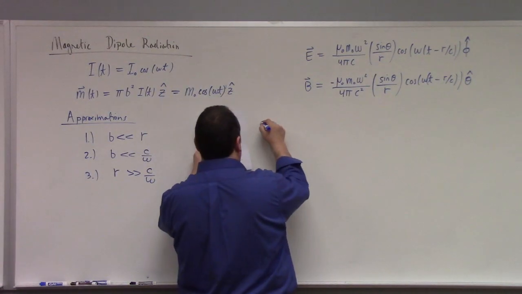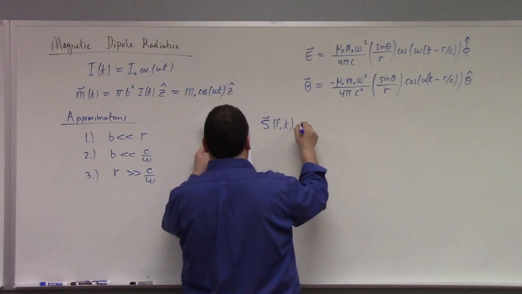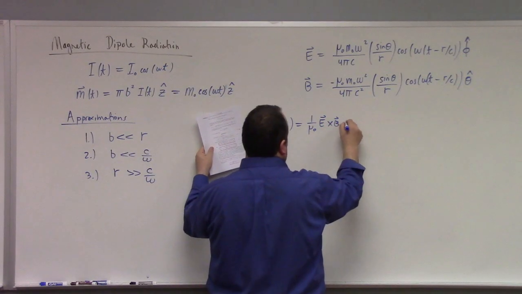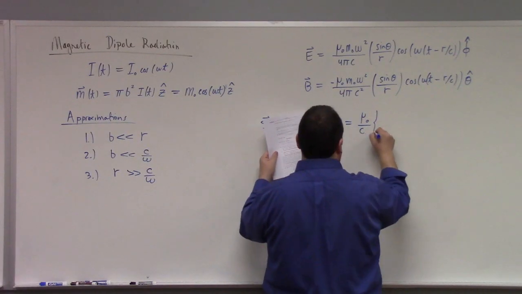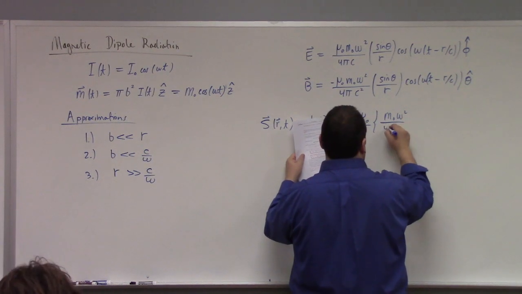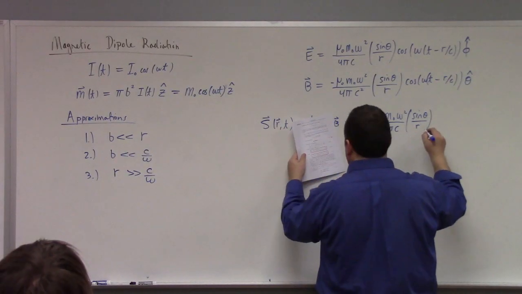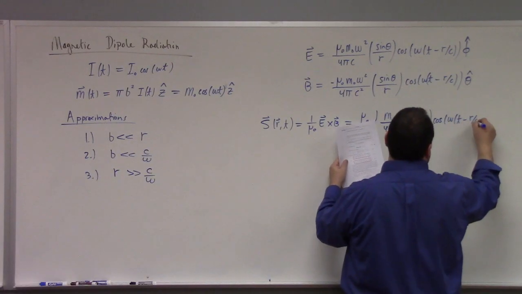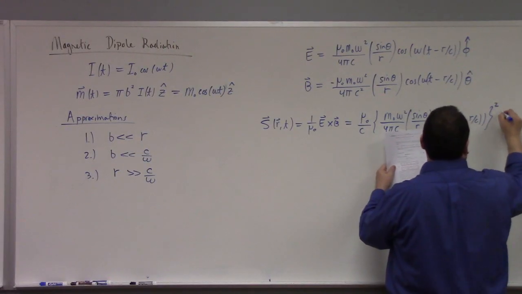Let's see here. S of r, t is equal to, of course, 1 over mu naught E cross B. This is the Poynting vector. And that works out to mu naught over c, curly brackets, m naught omega squared divided by 4 pi c, sine theta over r, then cosine of omega times t minus r over c, close curly brackets, square that thing, r hat.